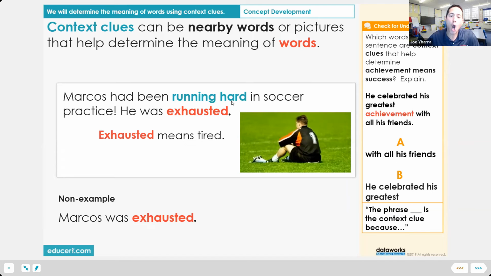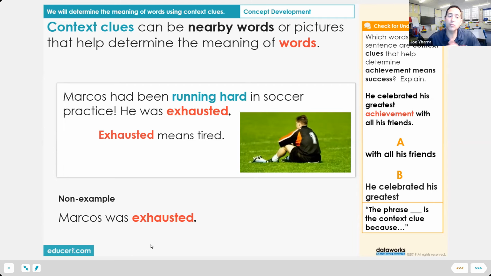Read this with me. 1, 2, 3. Marcos had been running hard in soccer practice. He was exhausted. Exhausted, my unknown word. Nearby words. Marcos had been, not enough information yet. Running hard, nearby, and when I'm running hard, I get very tired. That's telling me exhausted must mean tired. Okay, that's nearby words, so it's a context clue, and it tells me what exhausted means.